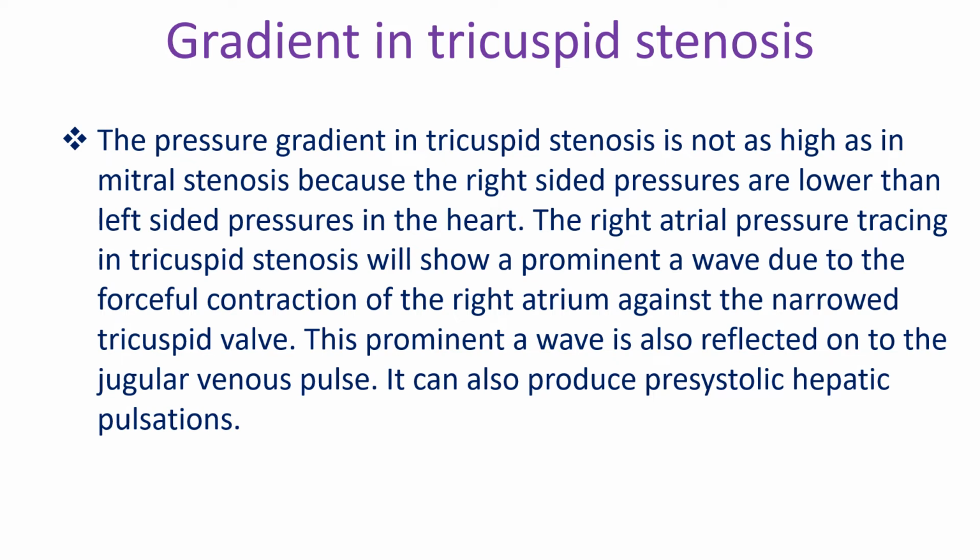The right atrial pressure tracing in tricuspid stenosis will show a prominent A wave due to the forceful contraction of the right atrium against the narrow tricuspid valve. This prominent A wave is also reflected onto the jugular venous pulse. It can also produce presystolic hepatic pulsations.